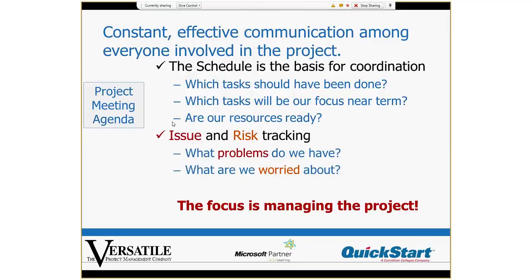Then you also want to do issue and risk tracking. Issues mean what problems do we have, what are the known problems that we have, and what are we doing about them? And then risks are those problems that we don't have yet, but that we might have. In other words, I'm worried about it. I'm worried something's going to happen. That's a risk. Okay? Now, vigilance for scope creep.